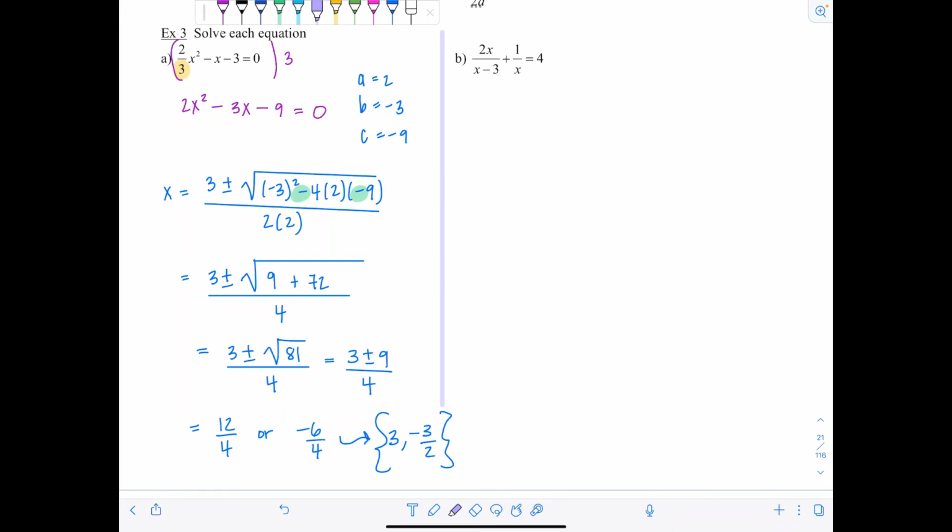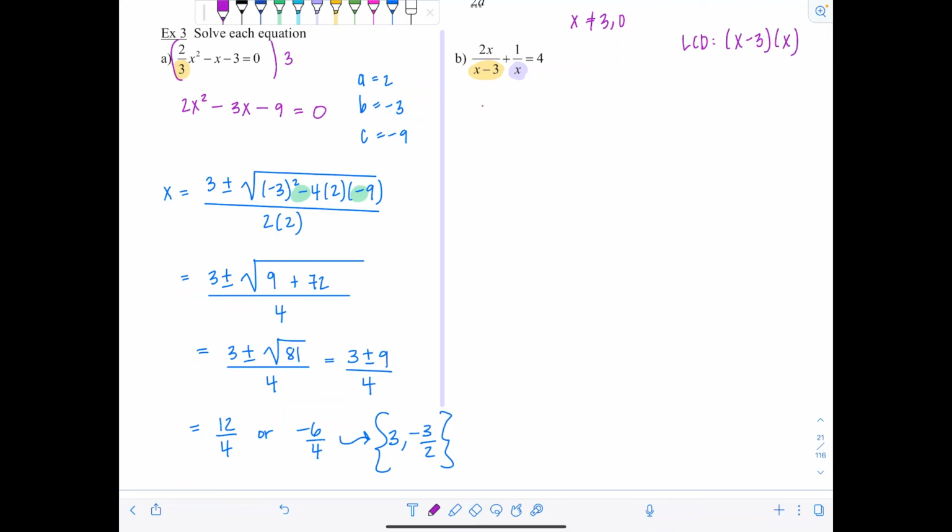Okay, B: 2x over x minus 3 plus 1 over x equals 4. So we are going to have restrictions here. x cannot equal 3 or 0. Are you guys getting more comfortable finding the restrictions? And then I do want to clear out the denominator, so I want to multiply by the LCD. The LCD is going to be x minus 3 times x.